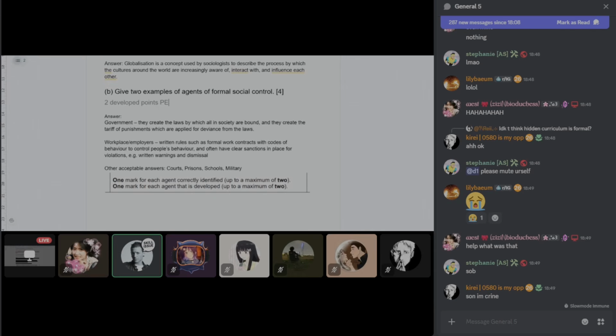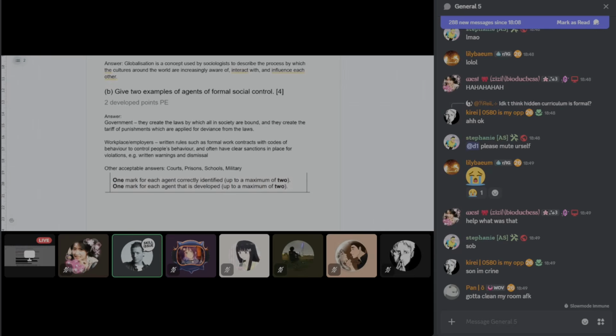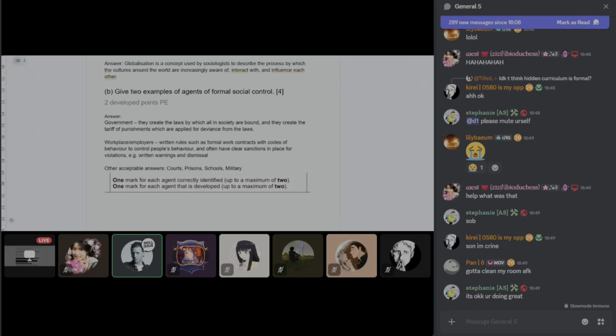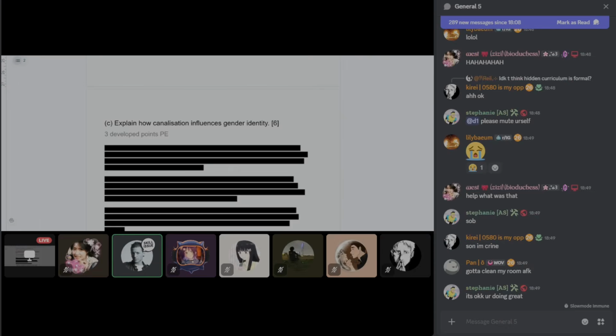Other acceptable answers are courts, because courts can sentence you to fines, imprisonment, other punishments. Prisons have the opportunity to deprive you of rights and so on. Schools can fine you, give you punishments, and so on. And military, because in some cases they have the permission to kill. All of these answers are in the mark scheme.